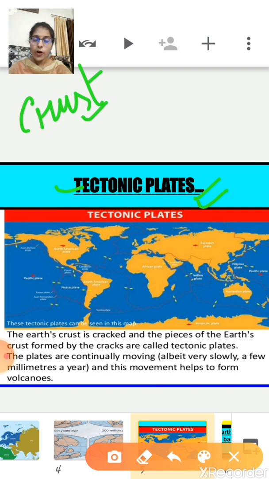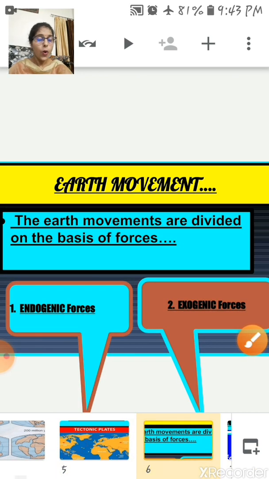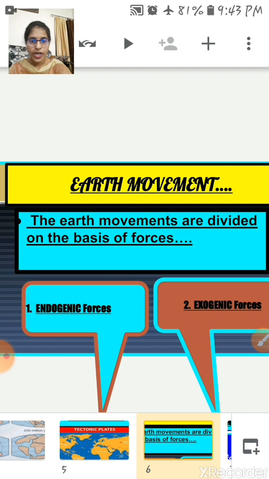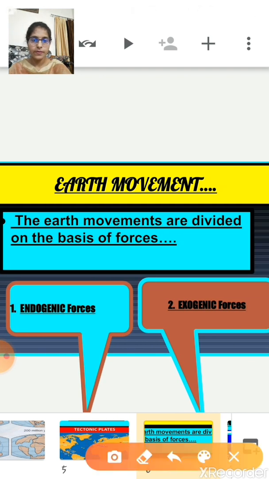So the movement of these plates is called tectonic movement, and it causes changes on the earth's surface. Now, on the basis of the forces which cause these movements, they are divided into two. The first one is endogenic forces and the second one is exogenic forces.